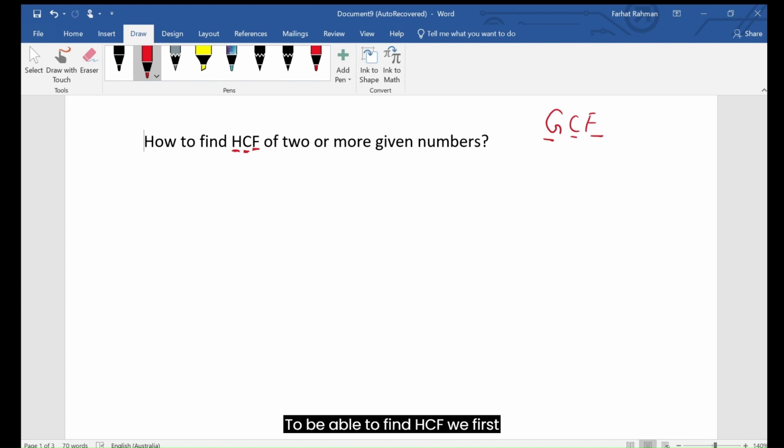To be able to find HCF, we first need to know what factors are and how to find factors of a given number. So what are factors? Factors are numbers that we can multiply together to get a given number. Let's say our given number is 16 and we need to find the factors of 16.